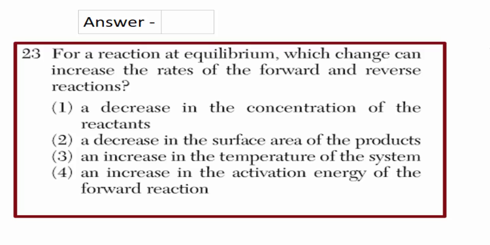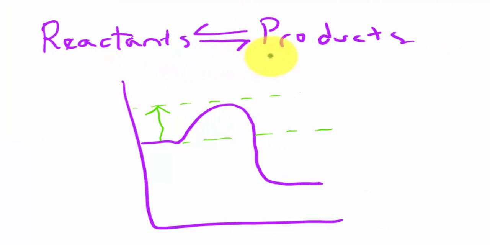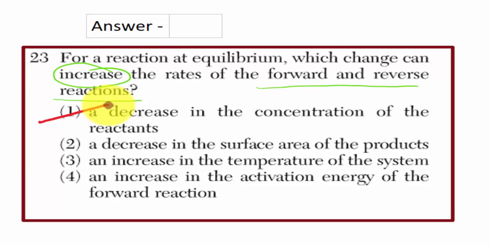Number 23. For a reaction at equilibrium, which change can increase the rates of the forward and reverse reactions? And we're given a whole bunch of different changes that are going to take place. And again, we want to know which one is going to change both the forward and reverse reactions by increasing them. So let's analyze our 4 answers. If we decrease the concentration of the reactant, we'll take a look at this sample potential energy diagram. If we decrease the concentration of the reactant, that's going to enable the reaction to move more to the left, less to the right. So that's not an equal increase of the rate of the reaction. Decreasing the surface area of just the products, well, that's going to favor one direction over the other, not both.